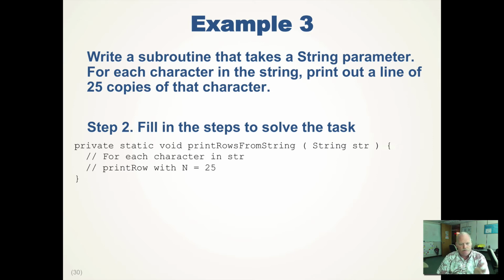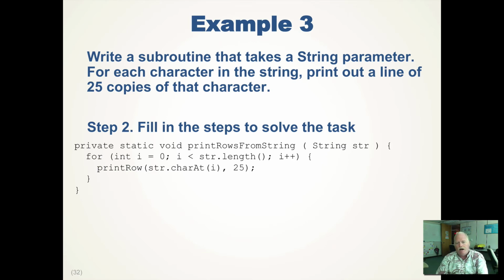So how do we do the for each character in string? We take a for loop, i goes from 0, i goes to the length of the string, i plus plus. And again, because we're in Java, we're using zero-based indexing, so we want to print the row with n equals 25, but for each character. So we use the print row subroutine we defined previously. str.charAt(i) returns the character at the ith position in the string str.